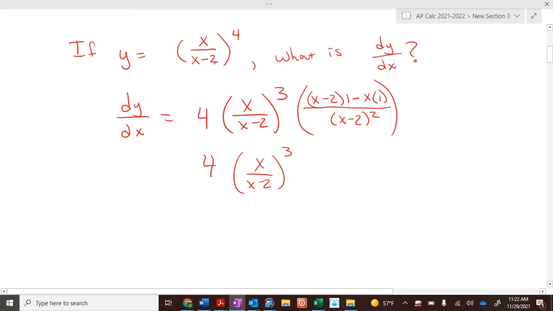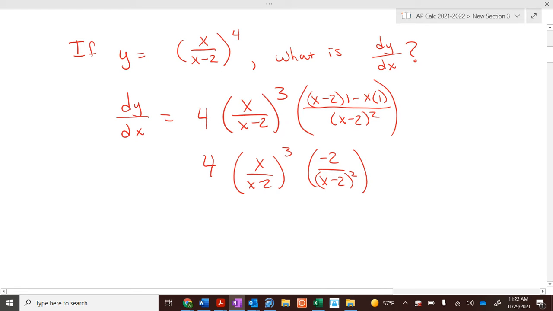On the top, it's the denominator times the first derivative of the numerator, x minus 2 times 1, minus the numerator times the first derivative of the denominator. First derivative of x minus 2 is 1. x minus x is 0. So then you get negative 2 over (x minus 2) quantity squared.